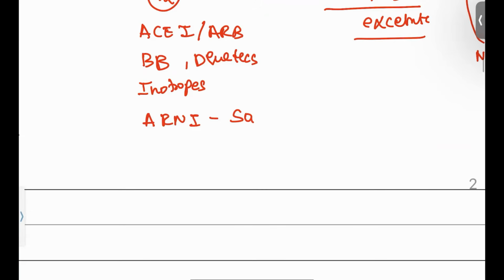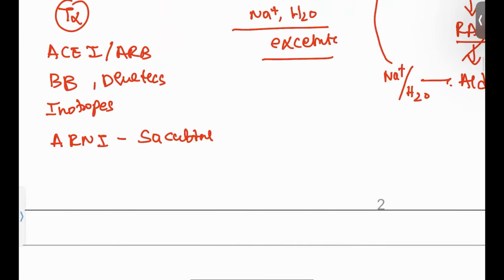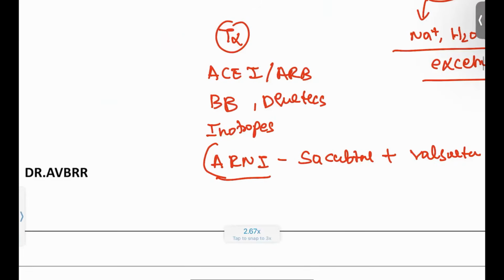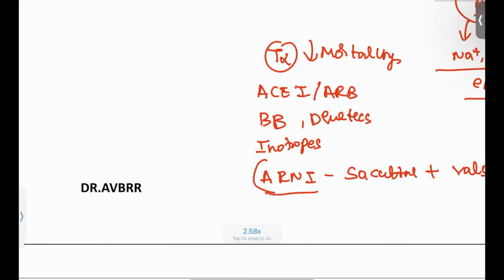What is this ARNI? Sacubitril. This sacubitril is your neprilysin inhibitor. Along with the sacubitril, the combination is valsartan. These drugs decrease the mortality of the patients. Okay, this is your heart failure.